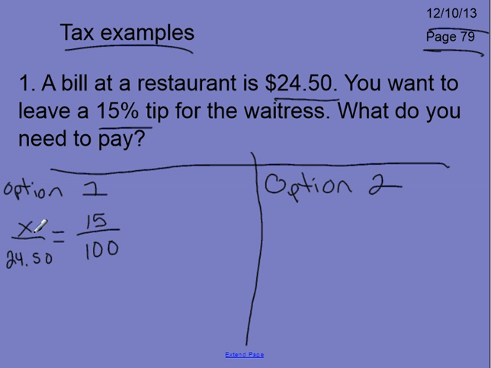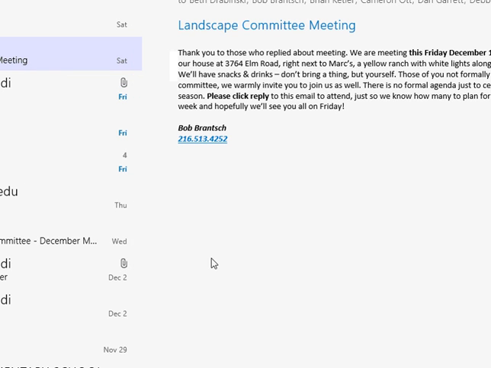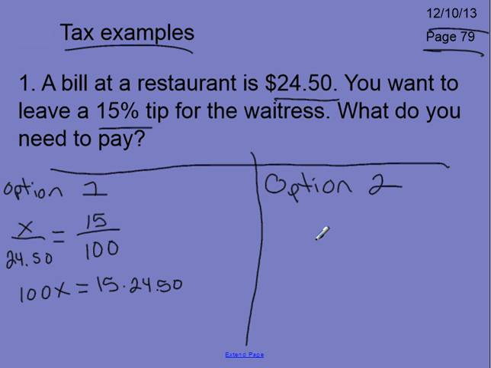And now I have to cross multiply. I would get 100x equals 15 times 24.50. 15 times 24.50 is actually, hang on, $367.50.